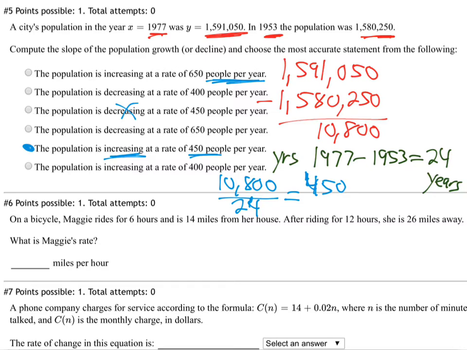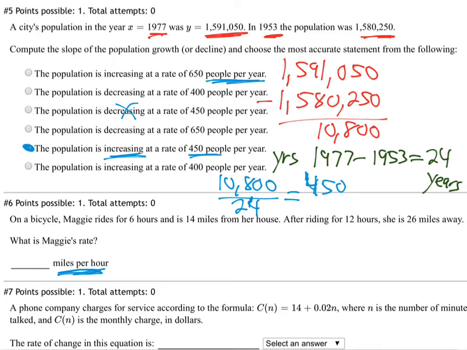On a bicycle, Maggie rides for 6 hours and is 14 miles from her house. After riding for 12 hours, she's 26 miles away. What's Maggie's rate? What's her speed on the bicycle? So I want to figure out Maggie's miles per hour. Okay, so what do we do here? How do we figure out Maggie's miles per hour?